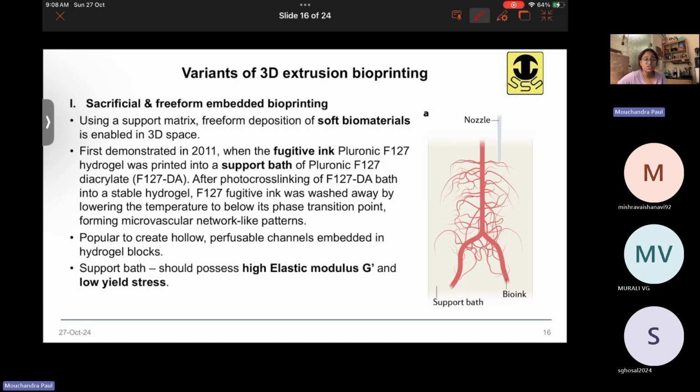Or if the challenge is so unique, then that person has to come up with another type of bioink design, and that may not be used by others. Okay, so depending on what constraints you have, you will have to decide which design to use. Got it? Okay, ma'am, got it.